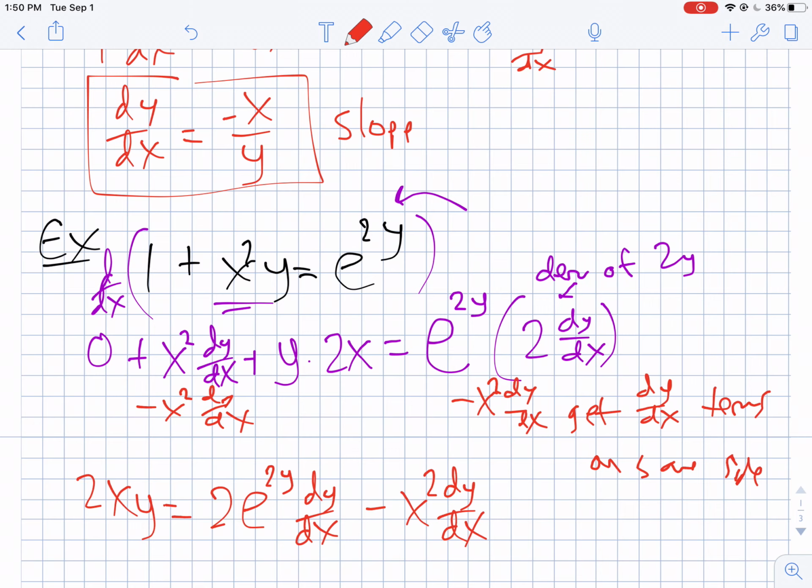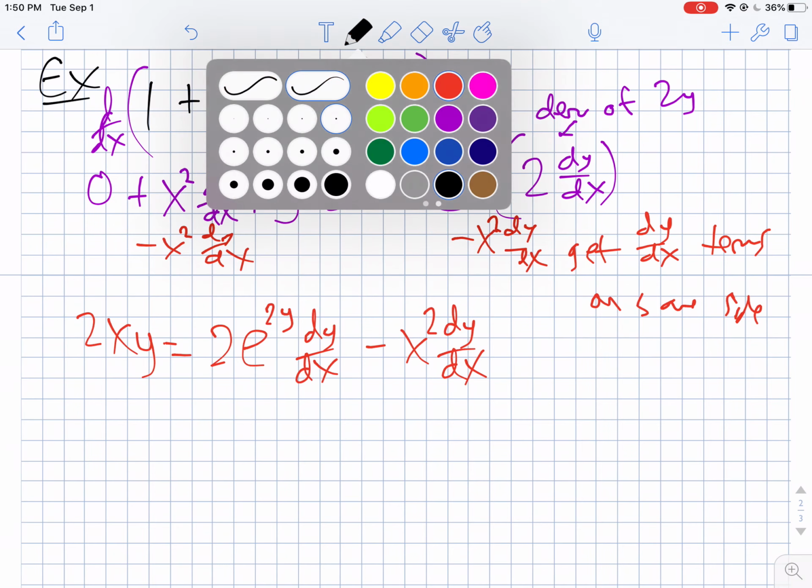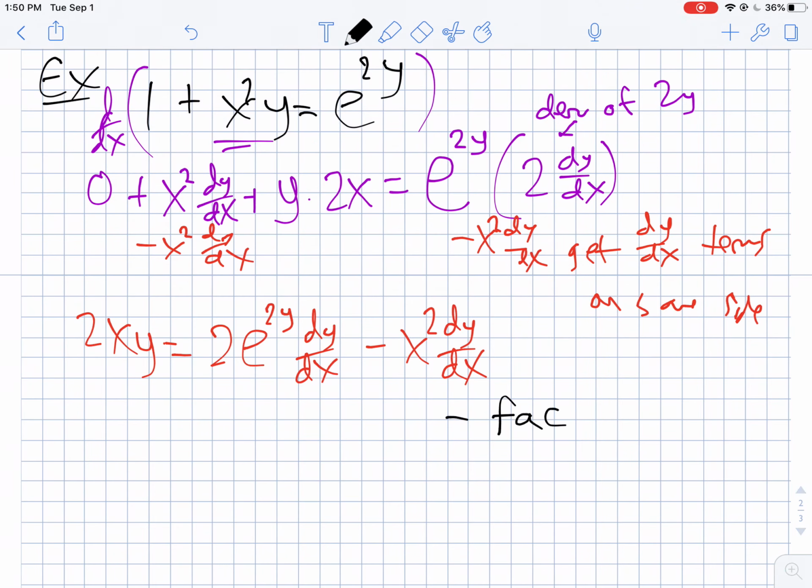Now, this is going to be a little weird, but once we've done that, we're going to factor out a dy dx. And by the magic of the chain rule, we're always going to be able to factor out a dy dx eventually and solve. So it's just like if I have x squared y minus 3y, you can factor out a y, and you're left with x squared minus 3. Well, I'm doing the same thing.